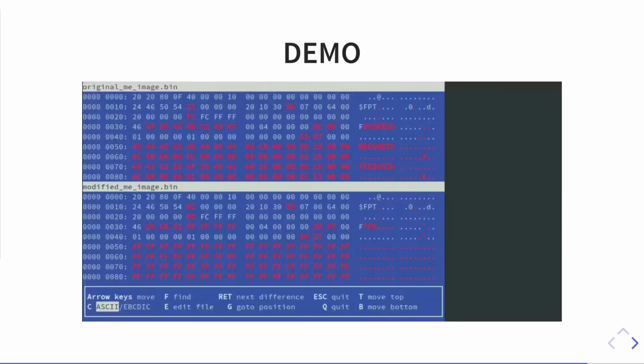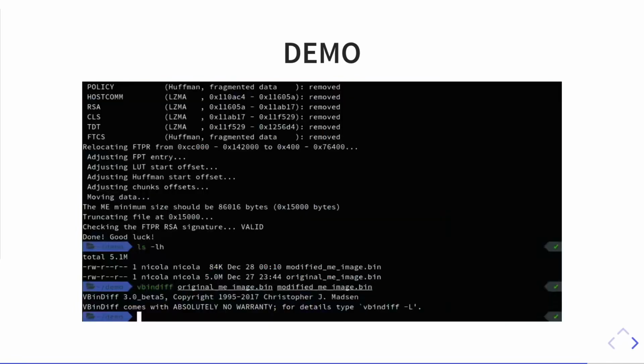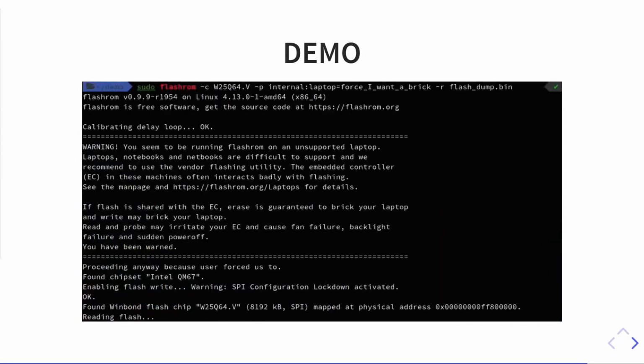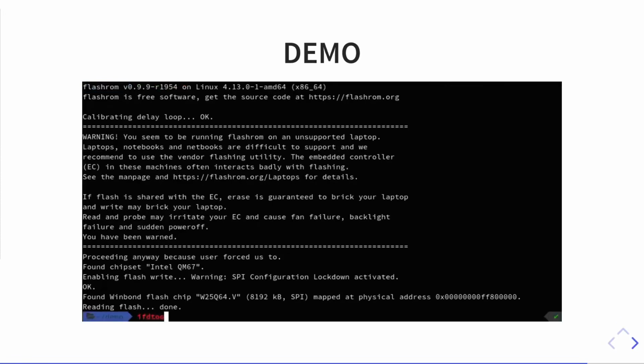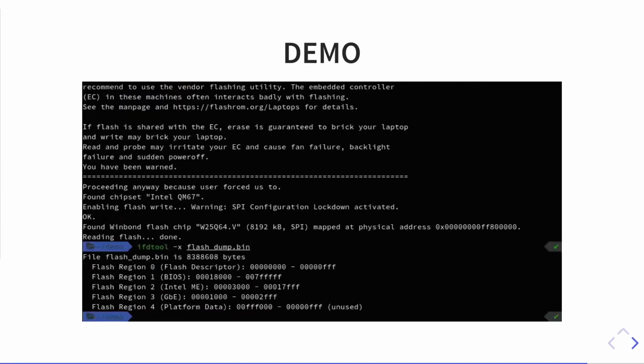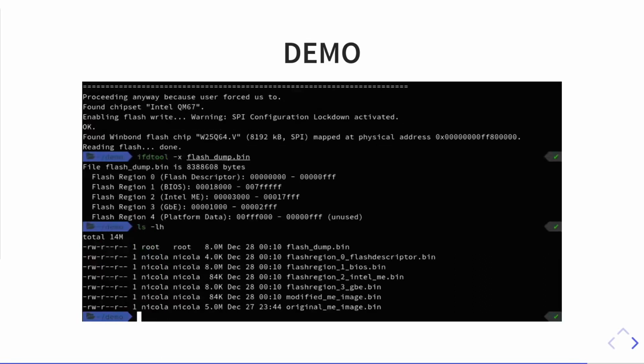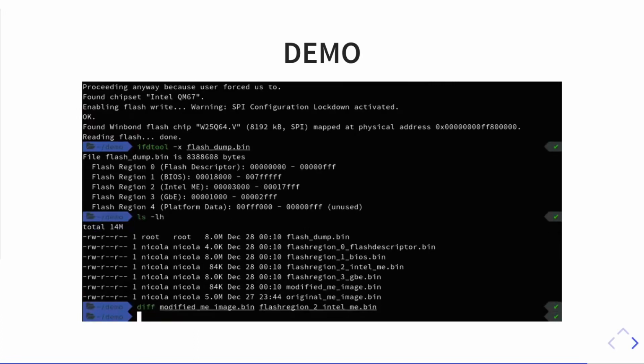Let's see the difference between these two. You can see that the original ME image has many partitions in its FPT. The modified one has only one, the FTPR. So let's dump the current running firmware on my PC. You can see these reassuring messages from my flash ROM. Ignore them. Everything is safe. Let's extract the Intel ME firmware from the dump with the IFD tool. You can see the flash region, Intel ME.bin, which is 84 kilobytes. Let's compare it with my modified image. You can see it's the same, so I'm running my modified image on my PC.